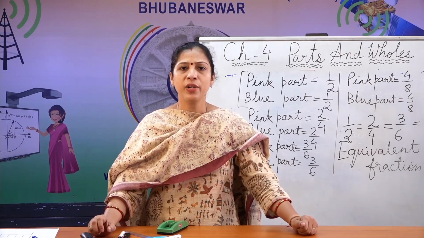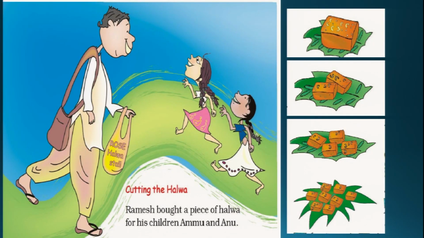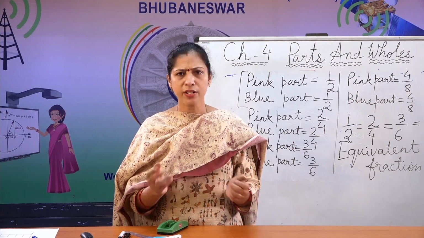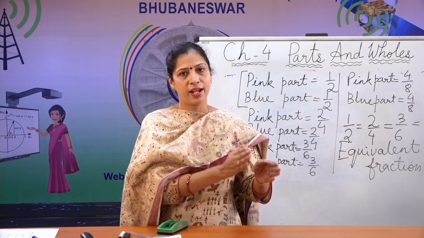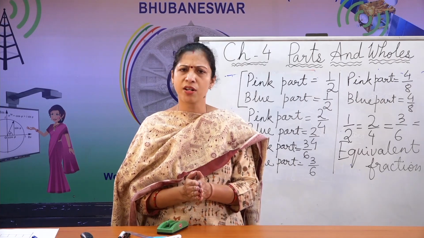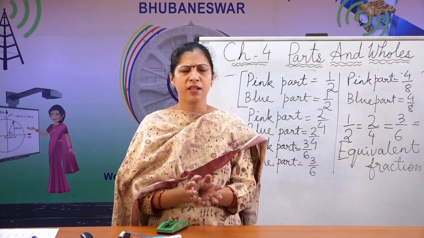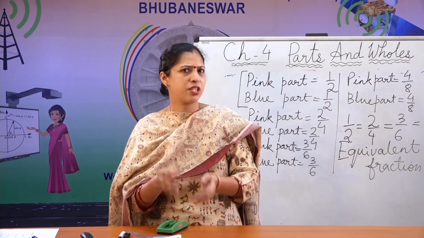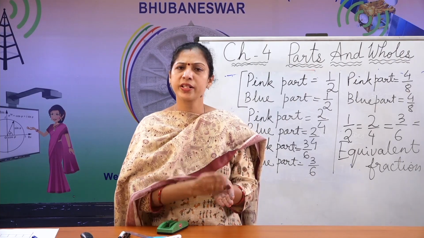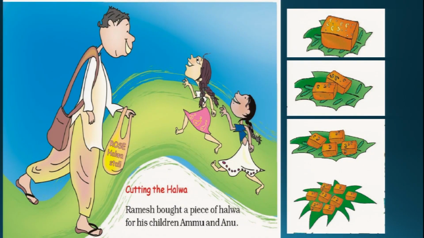Then Ammu and Annu said, Papa, this halwa piece is too big. Can you divide it further? Can you divide it into small pieces? He said, okay. Again he took that half and divided it into half. Then Annu said, Father, this is also again a big piece. So can you just divide it into little smaller? He said, okay. Then he took that part and further divided it into half. So you can see here that the first part is shown over here.